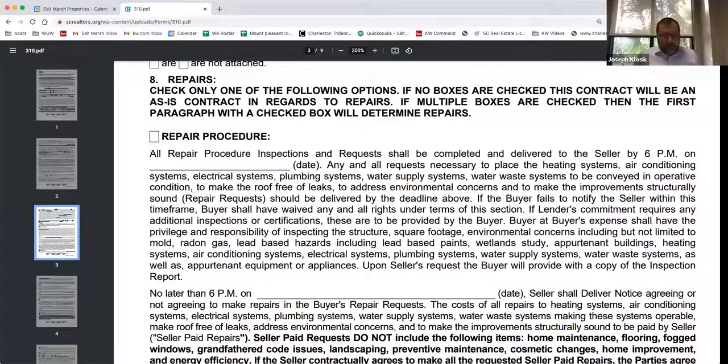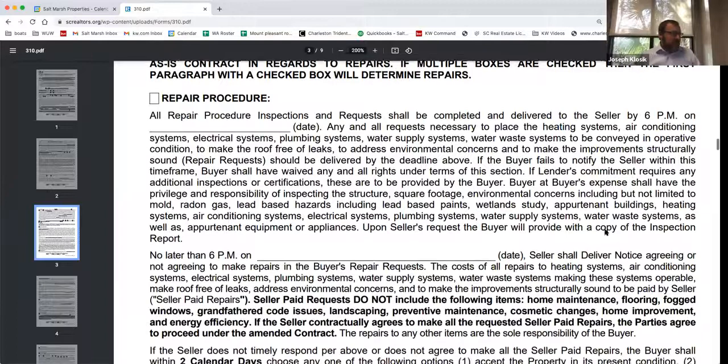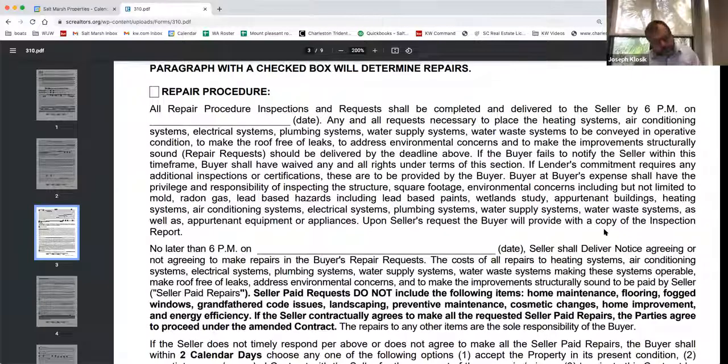All right, in South Carolina, when you purchase a home using Form 310, you have 3 options as a buyer and as a seller as it relates to how to have the home inspected and/or have any repairs requested. They are the repair procedure, which we'll go over first. There's then due diligence, and then as is. Let's go through repair procedure.